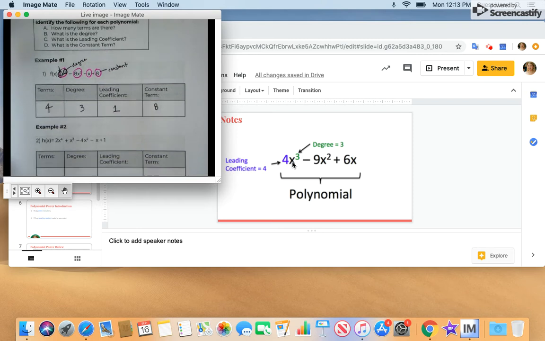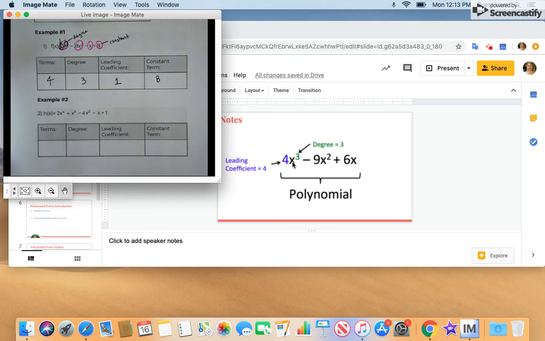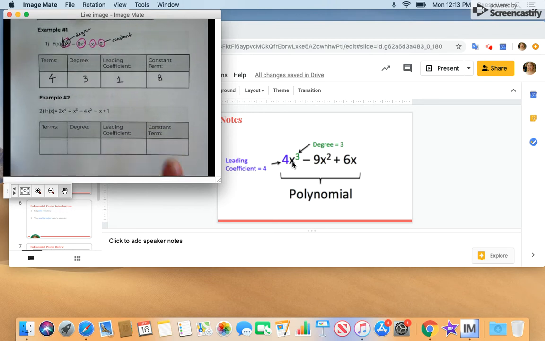Okay, let's quickly go through one more example. What I encourage you to do is pause the video, try example 2 on your own, and then play the video and check your work.